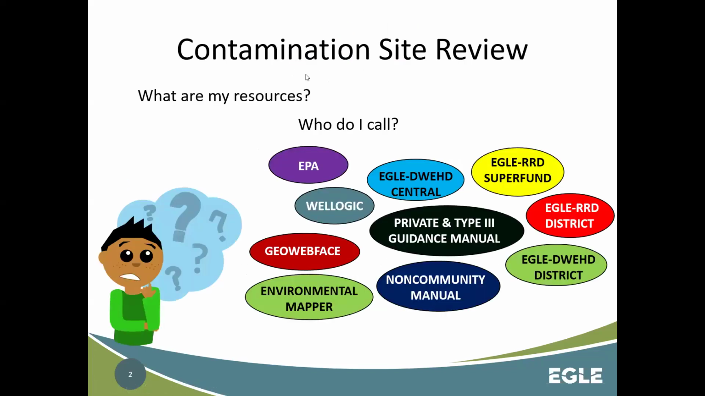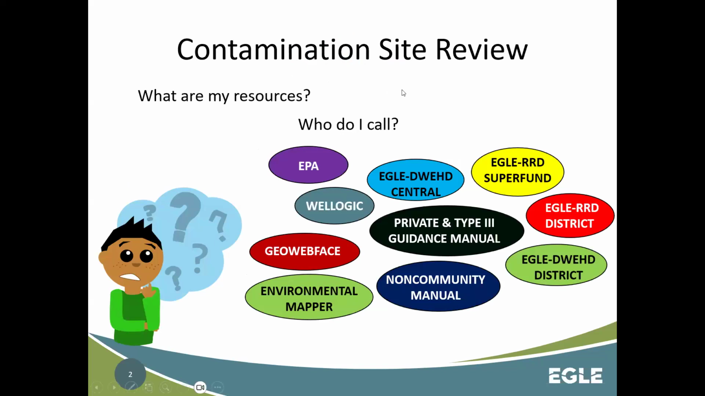So first and foremost, like I said, when you get a well permit in, what you all should be doing is doing a contamination site review. So what that means is you're just ensuring that where this well is located, where the application comes in, that it's not in a site of contamination. And if it is, to dig a little bit deeper into that site and just ensure that if the well can be permitted in the area, how you're able to do that.